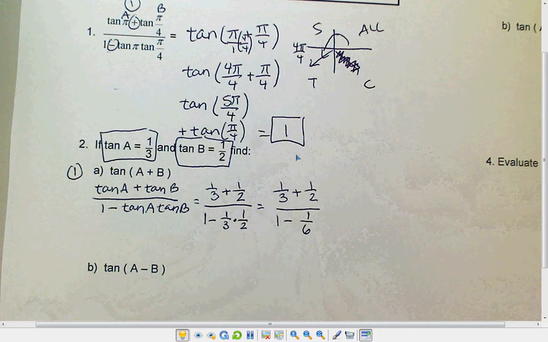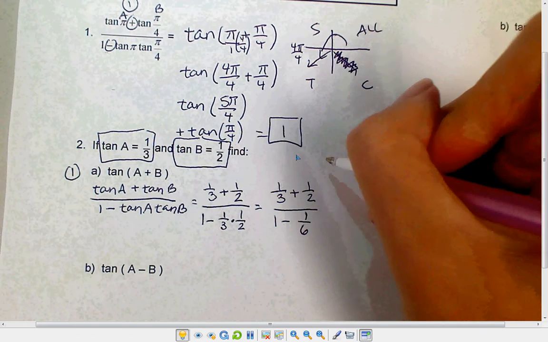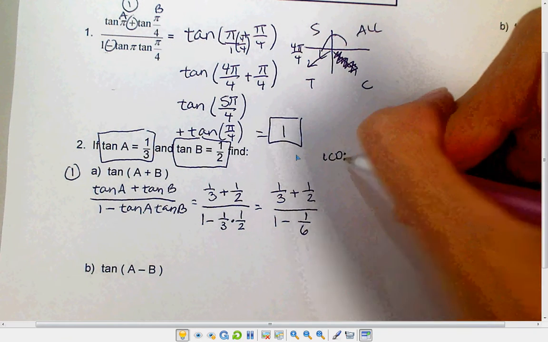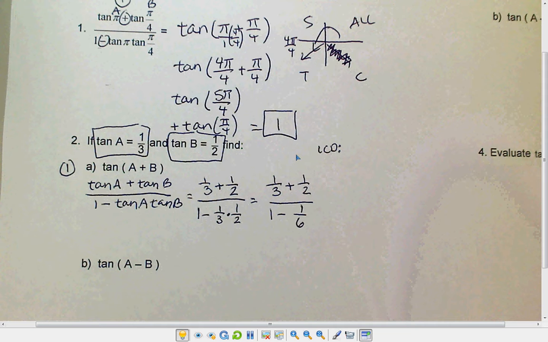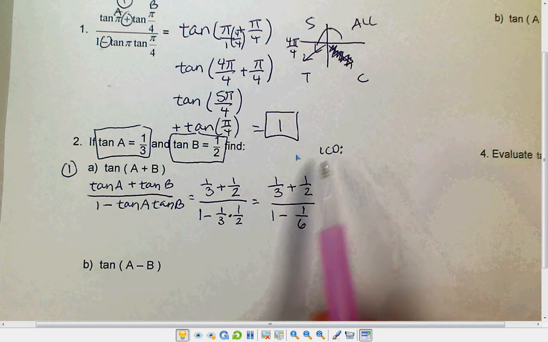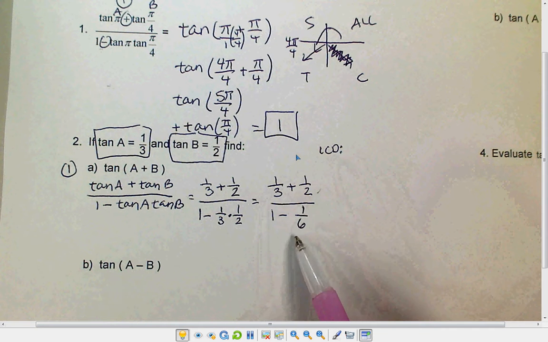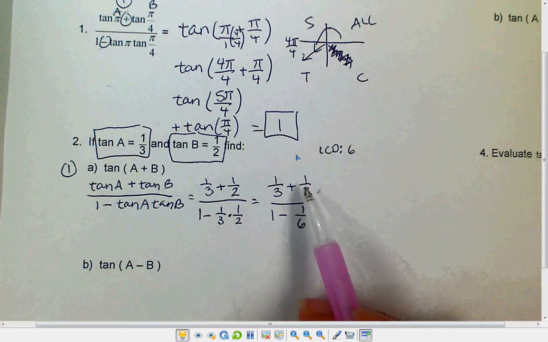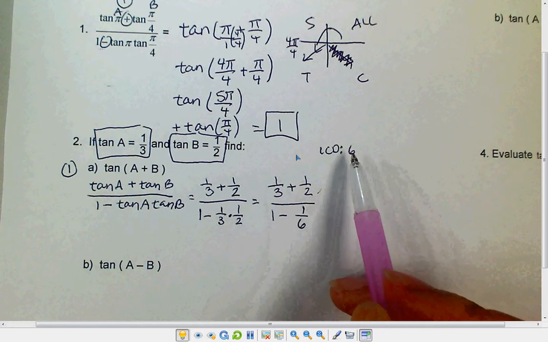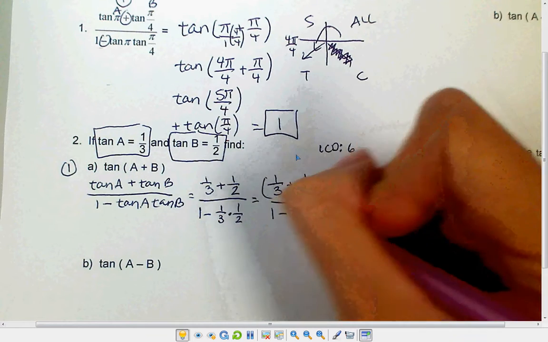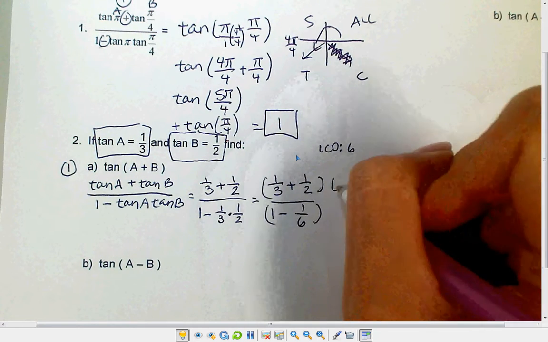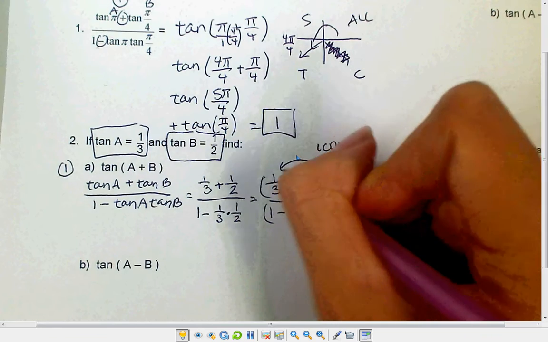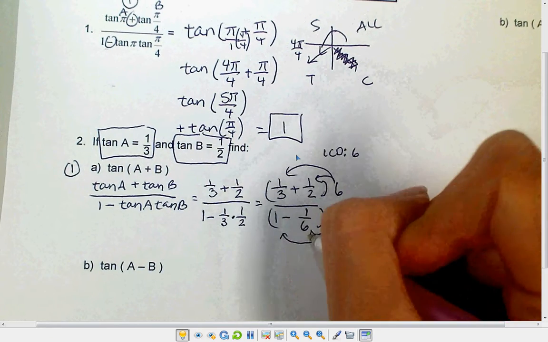So now because this is a fraction within a fraction, what I actually want to do is multiply everything by the LCD. This is something from our very first unit. My denominators are 3, 2, and 6, and so my LCD for this problem is 6 because all three of these numbers can be divided into 6. So what I'm going to do is multiply everything in the numerator and the denominator by the LCD, which is 6.